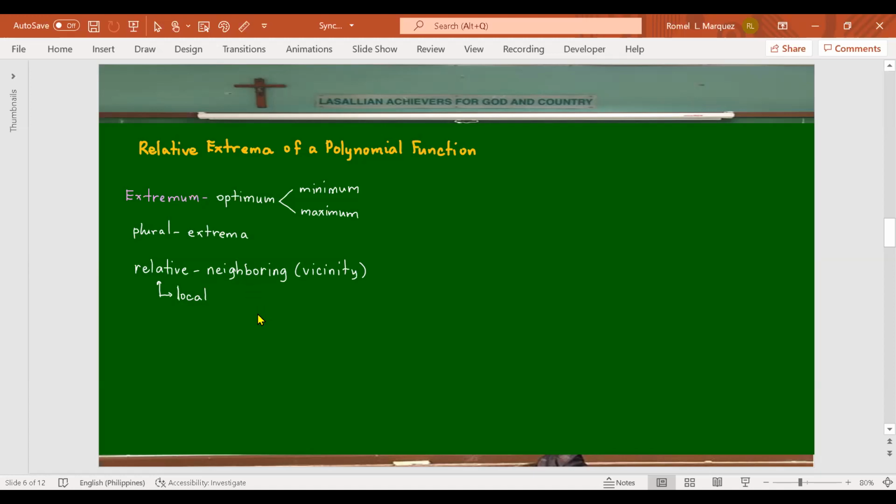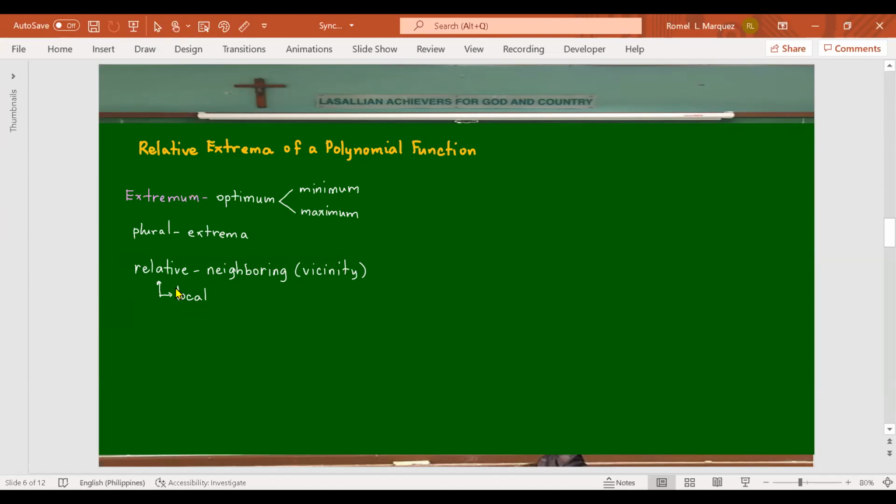What is the other term for relative in math? Local. That's why we call it local extrema, meaning relative, compared to the neighboring only. Not the total; it is not the highest in totality. It is compared to the neighboring.